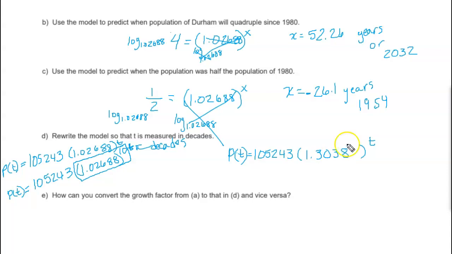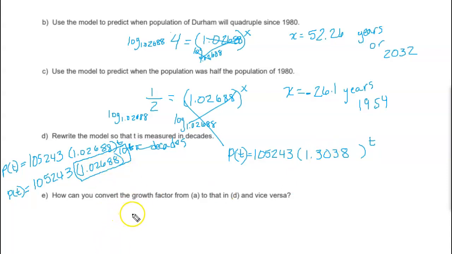1.3038. So that tells me that my annual percentage rate is 2.688%. But my decade percentage rate, how much it grows every 10 years, is actually 30.38%. That makes sense, because over 10 years I would expect it to grow more than I would over 1 year.